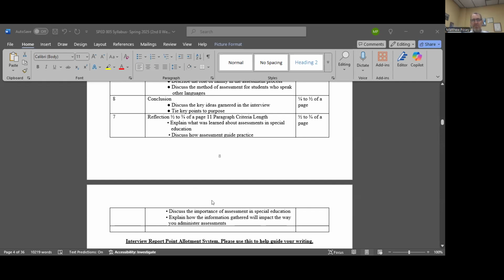Also, we're going to discuss briefly the importance of assessment in special education and explain your viewpoint on how the information you gathered and collected collectively as a group would impact the way that you administer assessments moving forward. Many of you, at this point in your career, have not had a lot of experience with assessment. So we hope that if you do administer any type of assessment, informal, norm-referenced, or curriculum-based measurements, that you look at that data to determine if your student is progressing in a positive direction.